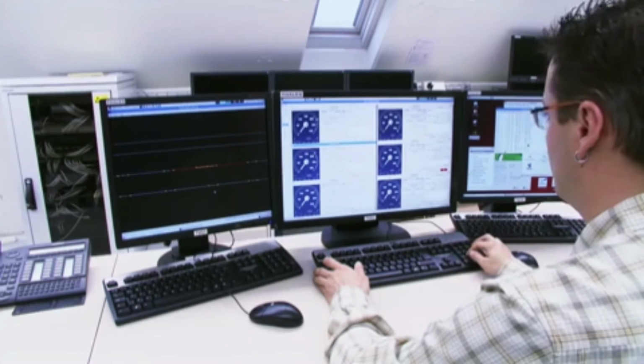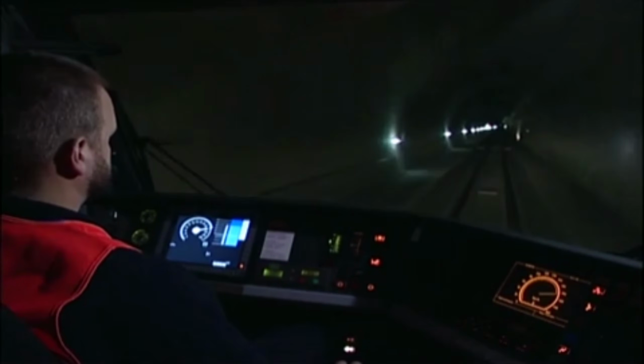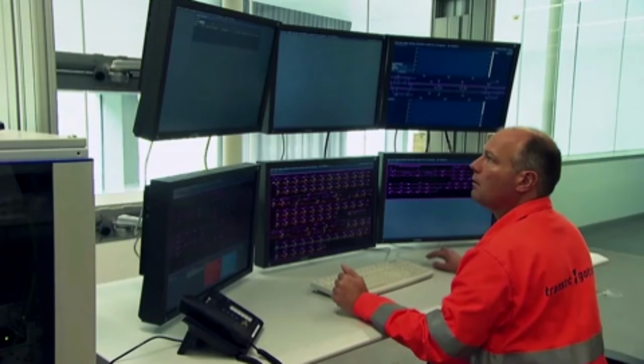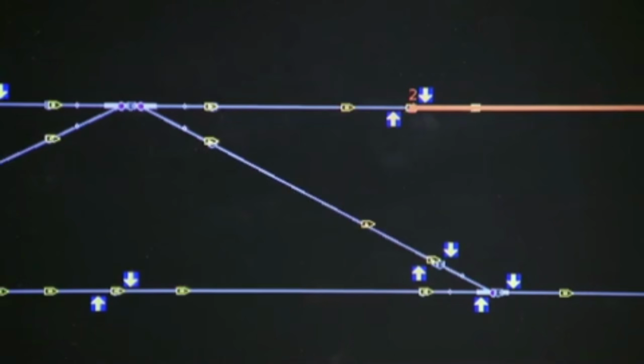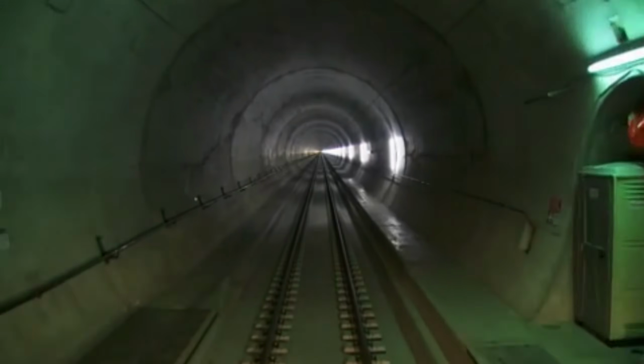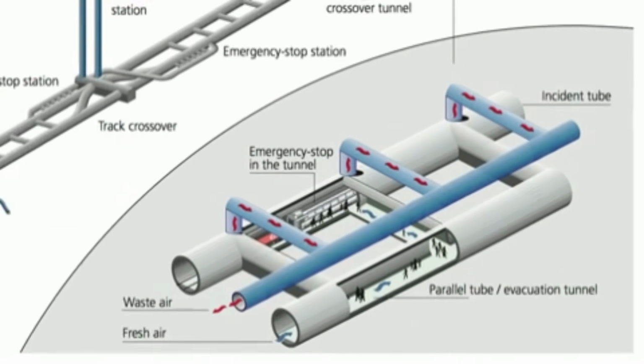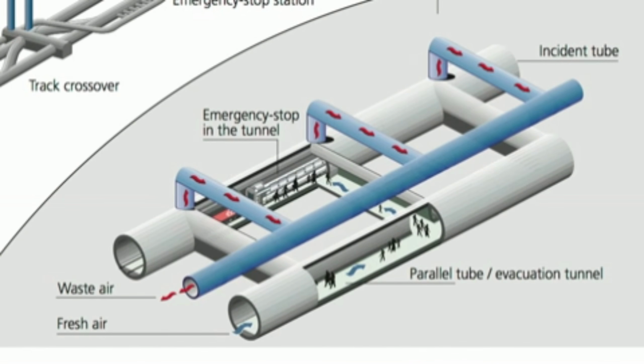Eventually, more than 200 trains a day will pass through the tunnel at speeds of up to 250 kilometers per hour. Because the trains will operate beneath as much as 2,300 meters of solid rock and with up to 28 kilometers to the nearest tunnel exit, safety is extremely important. If a train is unable to reach the tunnel exit due to a defect, it will head for one of the 2 emergency stop stations in the interior of the mountain.